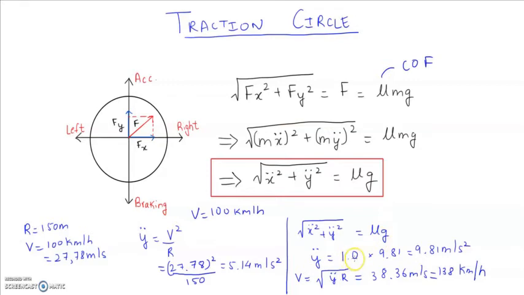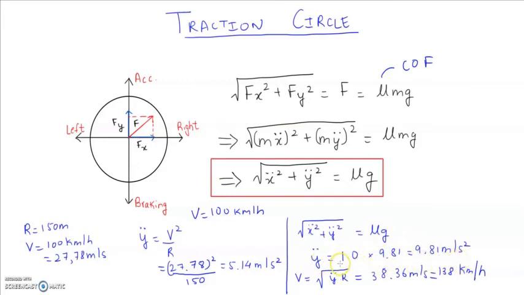1 is quite a good value, I must say. In reality, it depends on the type of road surface and tires and all that stuff. But let us assume for this condition, the value of the coefficient of friction is 1, multiplied by 9.81. We have this allowable lateral acceleration.